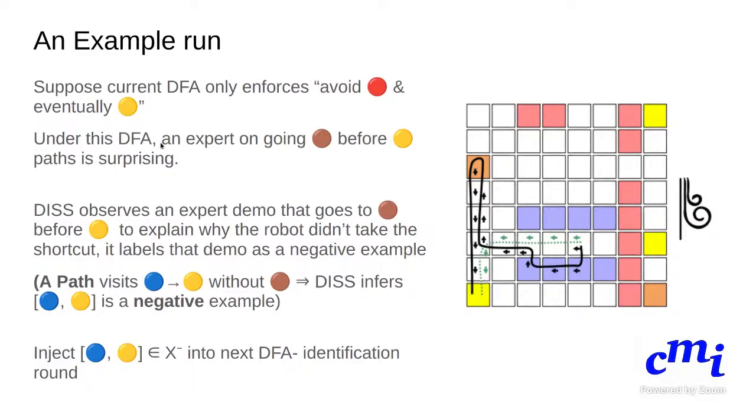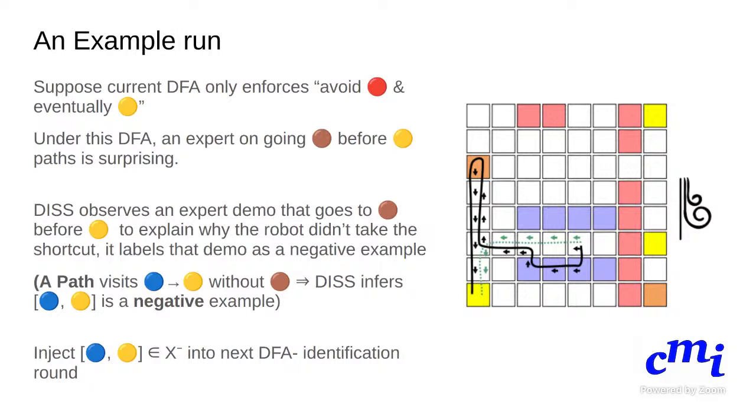This is a surprising path because, for this DFA, it should be obvious that it should directly go to the yellow tile. But it is surprising that it is covering the blue and then brown and then yellow path.